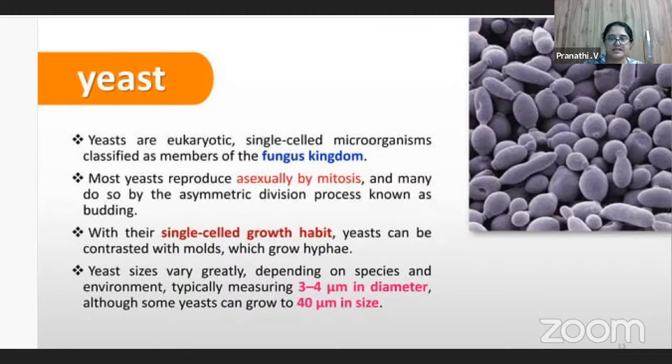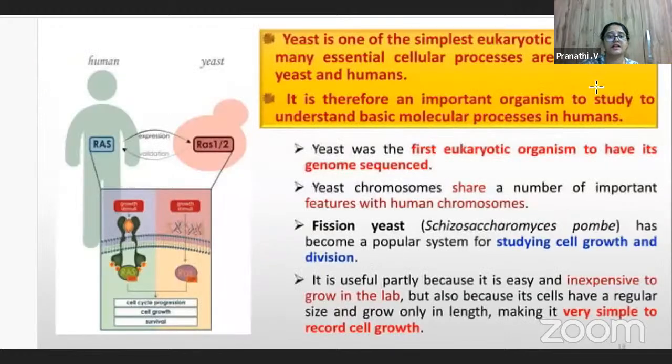And they vary in size depending upon the species and the environment. It's around 3 to 4 micrometers in diameter. Some yeasts are around 40 micrometers in size, so you can actually see them with the naked eye. And it is one of the simplest eukaryotic organisms that there is, and you can compare it with that of the human beings also.